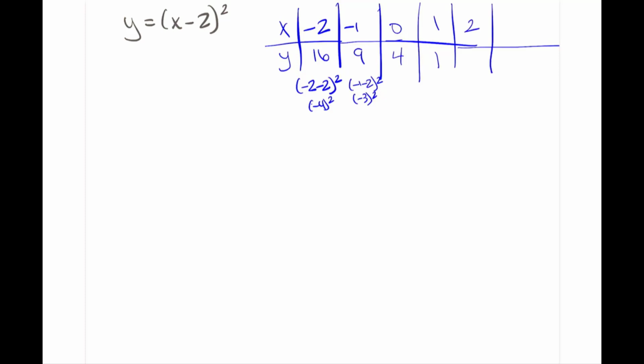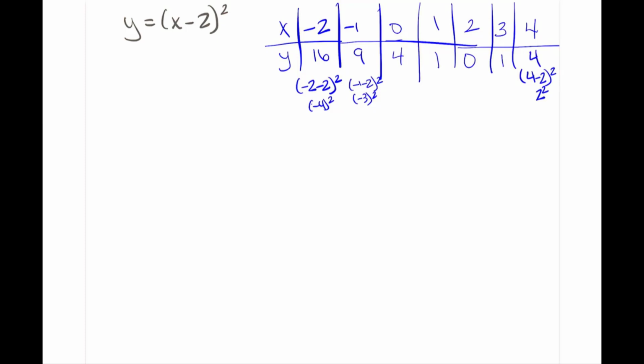If I plug in 2 for my x value, 2 minus 2 is 0. 0 squared is, of course, 0. What happens if I put in 3? If I put in 3, 3 minus 2 is 1. 1 squared is 1. And let's try one last one. Let's try 4. If I put in 4, 4 minus 2 squared, 4 minus 2 is 2. 2 squared is 4.